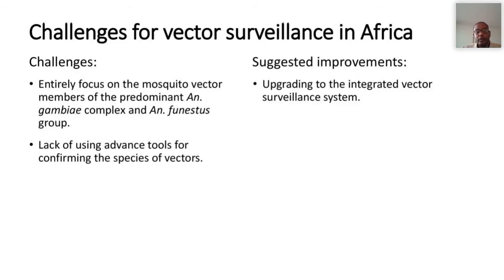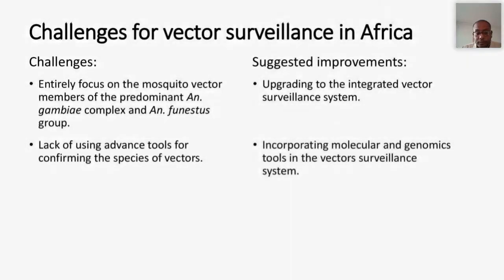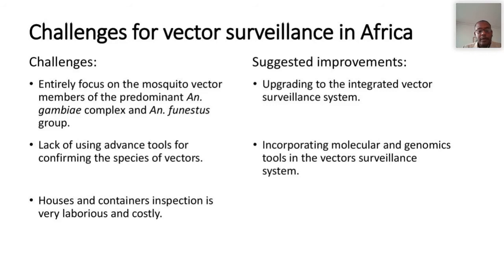Therefore, the morphological identification for this vector needs to be supported by advanced molecular and sequencing tools. This might help in generating timely data about the species, and could be used for monitoring the spread of Anopheles stephensi and other infectious disease vectors. Another challenge is that Anopheles stephensi mainly breeds in man-made water containers, which means mostly in houses. Therefore, the surveillance for Anopheles stephensi needs to include house and container inspections, which is very laborious, labor demanding, and costly.